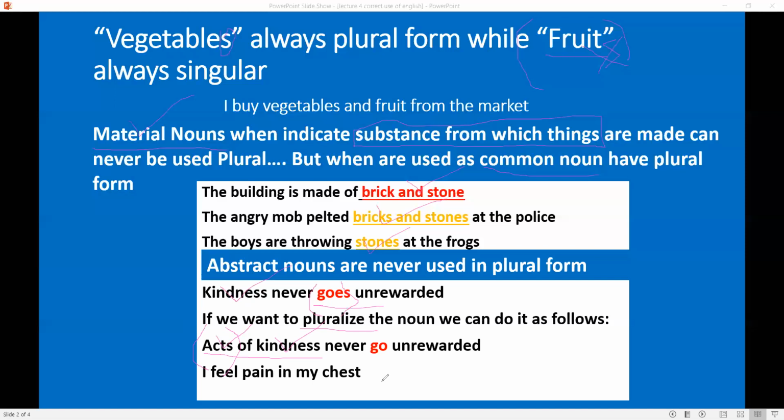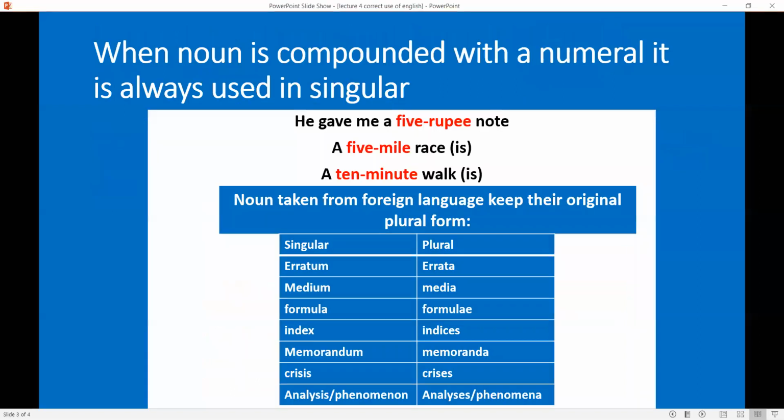I feel pain in my chest. Feel pain, not pains. If we use pains, its function is not the pain which I'm feeling in my chest. It means the struggle which I'm making to get something. If I use pains: he has taken great pains to achieve his target. In this sense, you can use the word pain in plural.